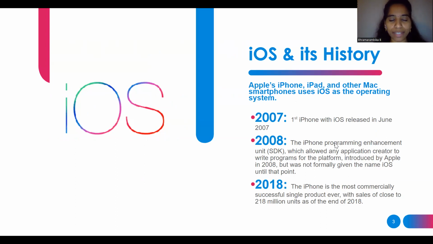Apple released its first iPhone with the iOS operating system in June 2007. iOS, which stands for iPhone Operating System, is the operating system that powers Apple smartphones. The iPhone software development kit, which allowed any application creator to write programs for the platform, was introduced by Apple in 2008, but the system was not formally given the name iOS until that point.